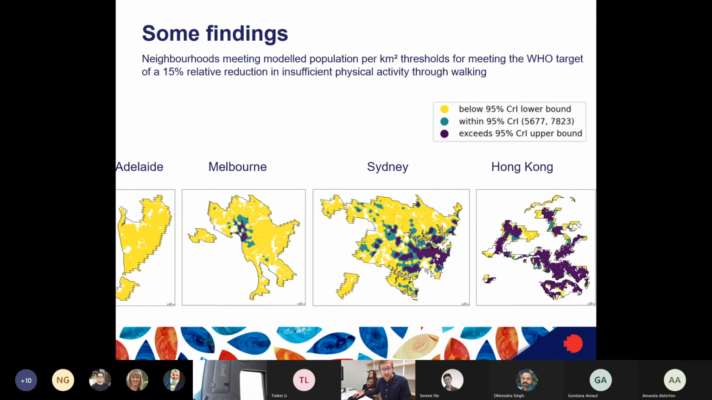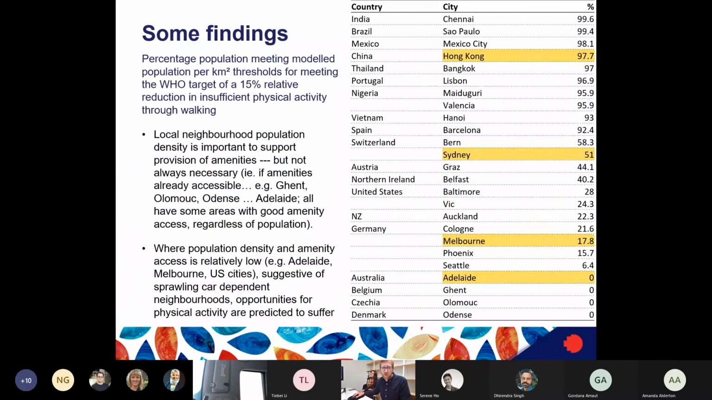In Melbourne, in the inner areas and some pockets of activity centres, that is achieved. In Sydney, more so. In Hong Kong, much more so. And to put a number on those summaries, on this slide is the percentage of population meeting or exceeding those thresholds for meeting that target. It's an interesting story, but it also needs to be contextualized because, of course, this is a model. Local neighbourhood population density is important to support provision of amenities, but it's not the full story.